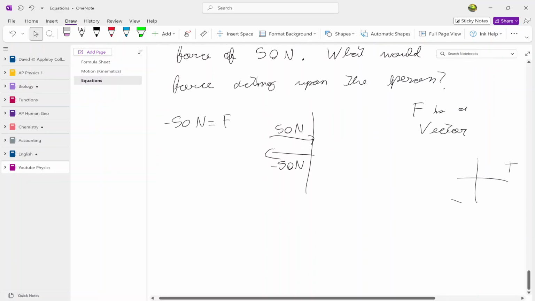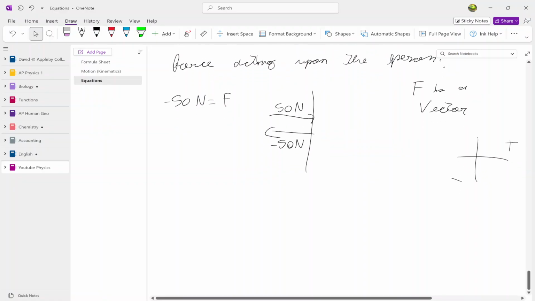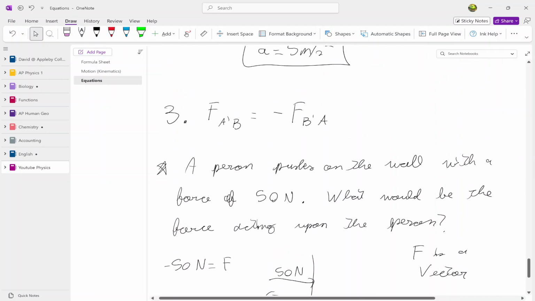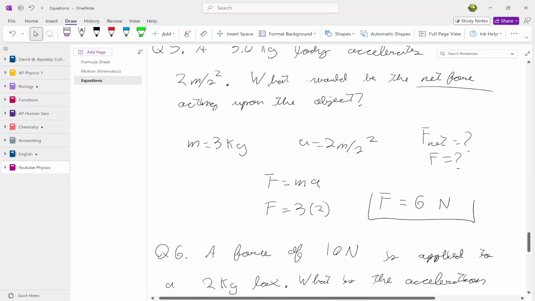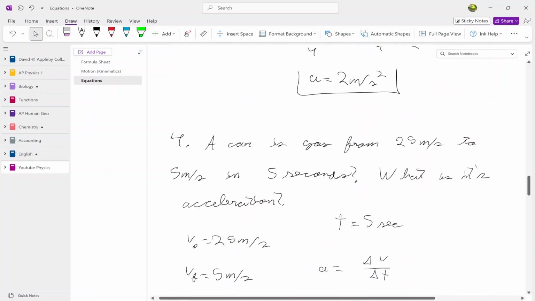If you push on the wall, it will act upon you with 50 newtons back. That's why you cannot go through it. That's why you can't just push, because it's putting an equal and negative force upon you or on your hand. And so this is just a basic summary of Newton's three laws and also the simple equations.